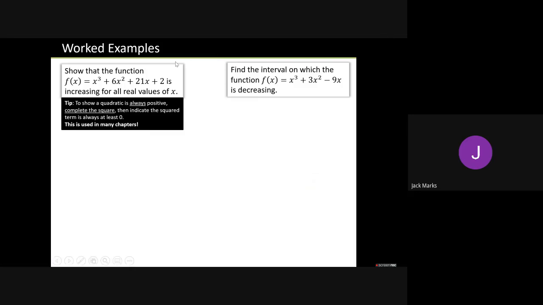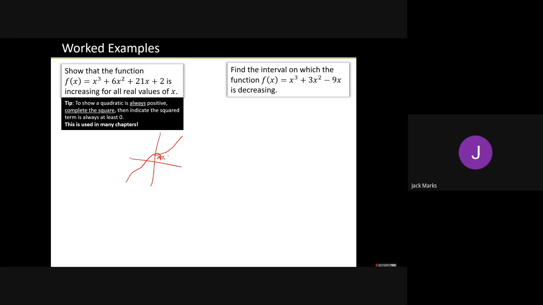Some examples. Show that the function x cubed plus 6x squared plus 21x plus 2 is increasing for all real values. So how can we do that? Well, there's not really enough information to judge by drawing it. We know that a cubic could always be increasing. That kind of makes sense. Just remember, it's not always that way. Sometimes it goes backwards. But this one says it's always going up.